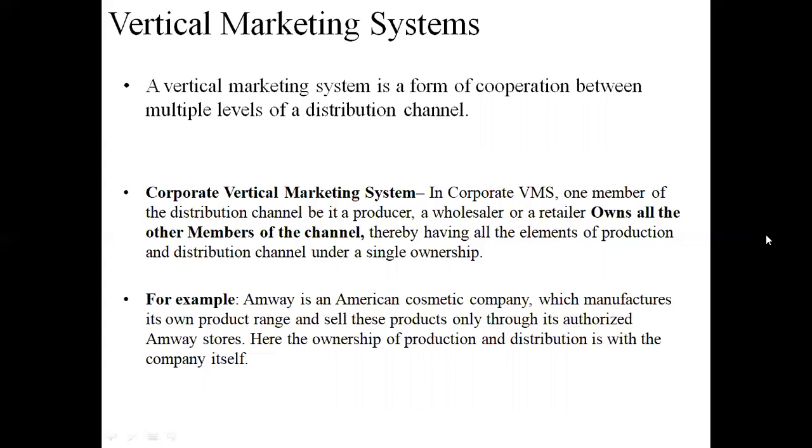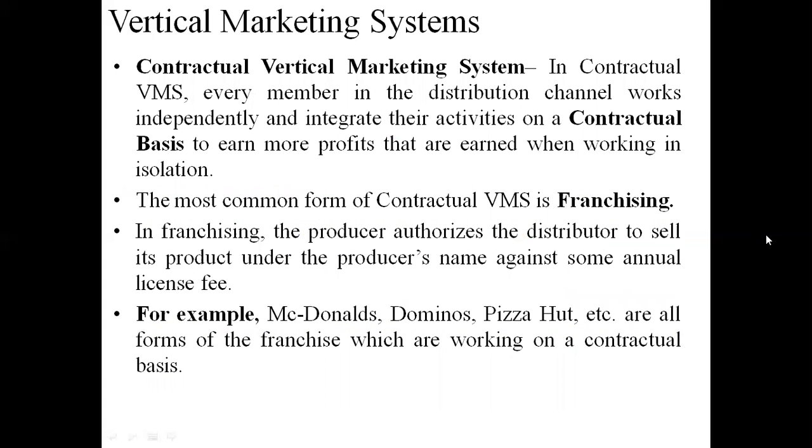So you see here only one manufacturer is there who is controlling the retailers, who is controlling the distributor. Everything is under the control of one single partner, a single member of the channel, Amway. Next type of vertical marketing system is the contractual vertical marketing system.